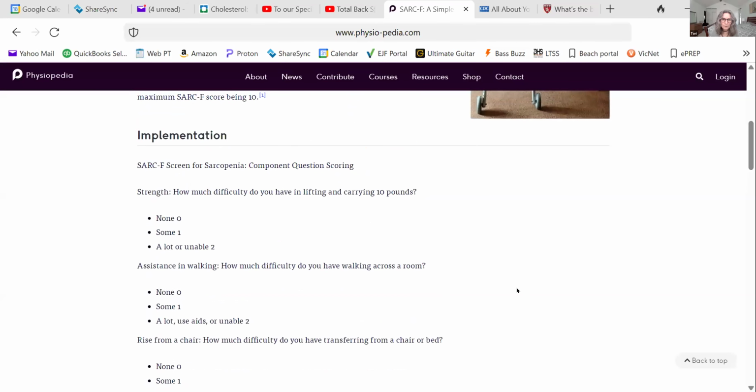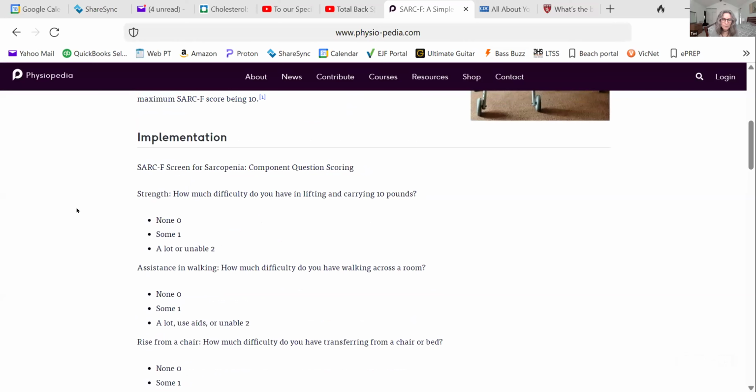All right, can everybody see the first question? It's very simple: how much difficulty do you have in lifting and carrying 10 pounds? Can everybody see their choices? You have no difficulty, it's 0, some difficulty 1, a lot, or unable is 2. 10 pounds, it's kind of hard to even know what that means, but think about 2 gallons of milk. That's about 10 pounds. So could you carry 2 gallons of milk?